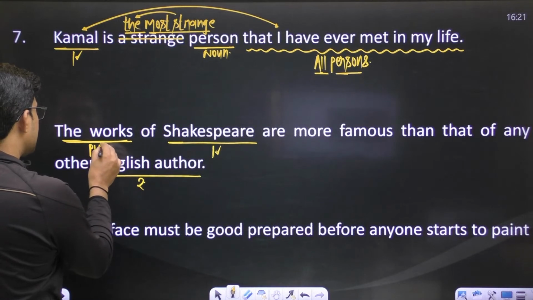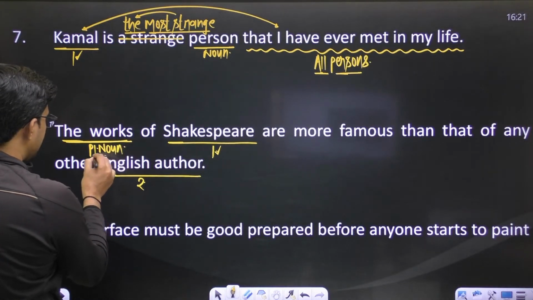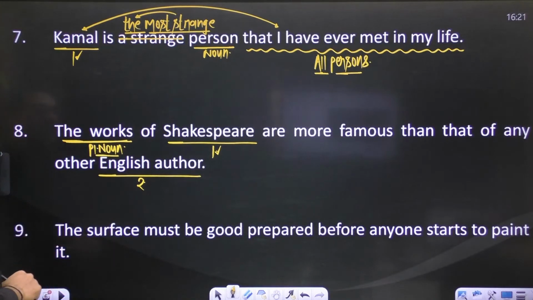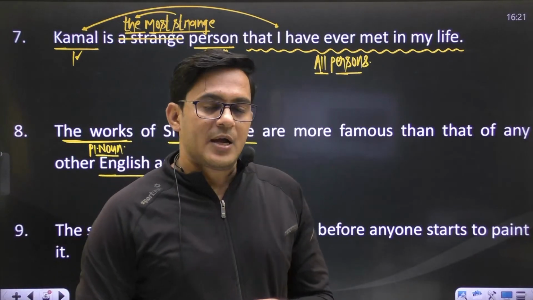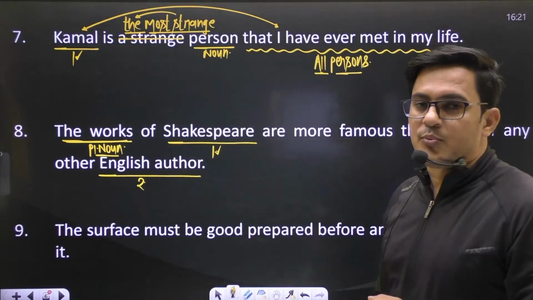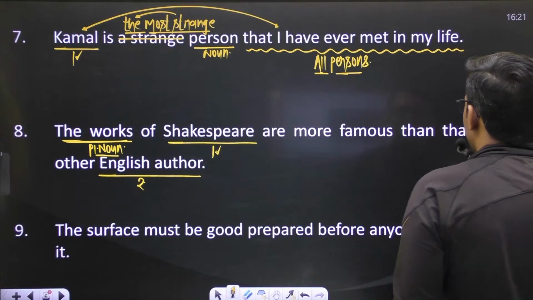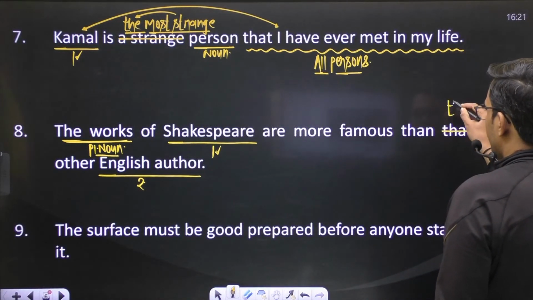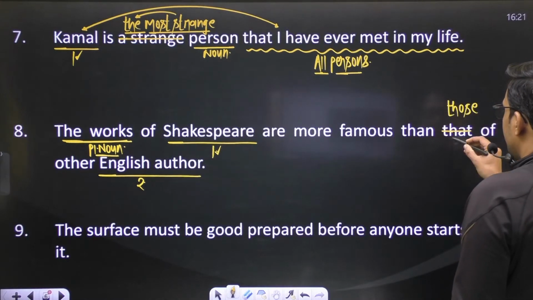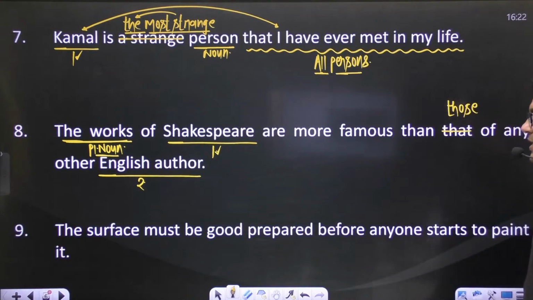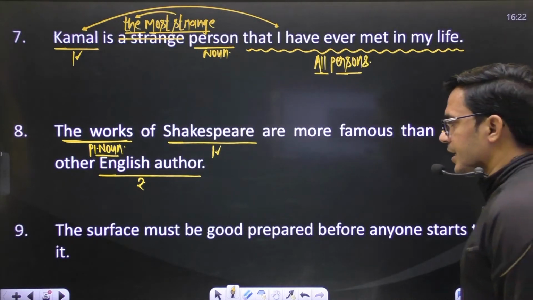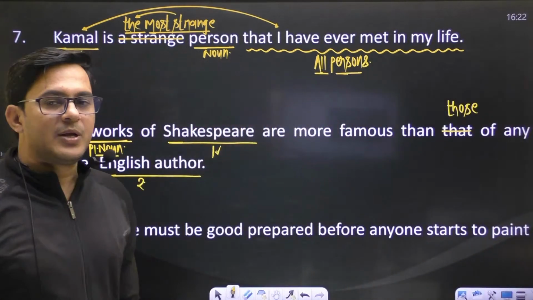The comparison is of, you can say, the works. Comparison of works is here, right? So this works is a plural noun, and whenever we talk about any plural noun, to demonstrate any plural noun, we use a plural demonstrative adjective, and the word will be like those. The works of Shakespeare are more famous than those of any other English author, right? The sentence will be like this.